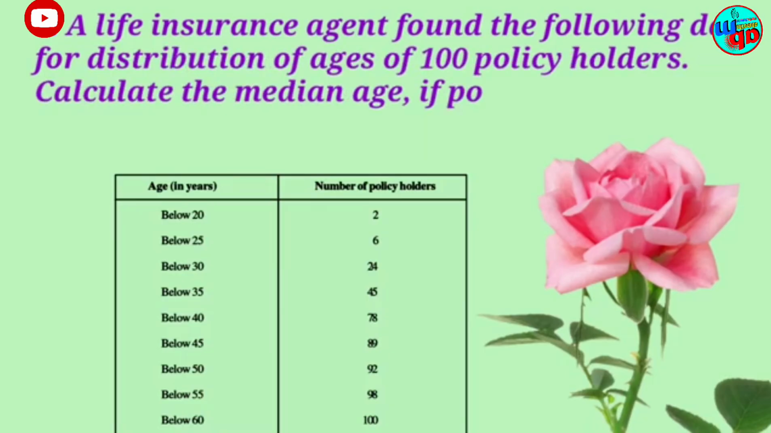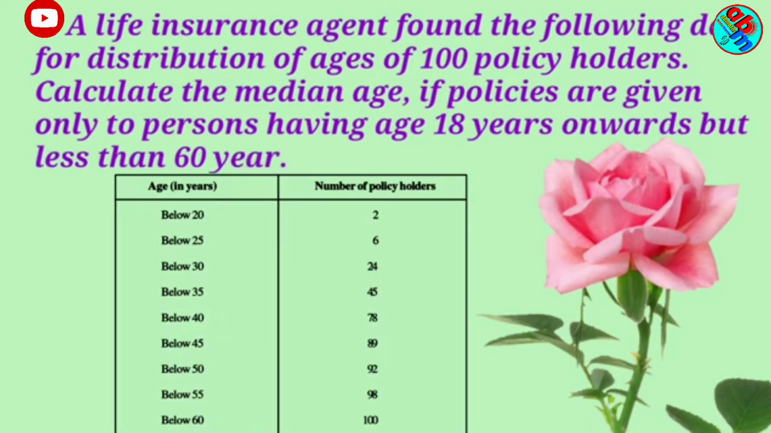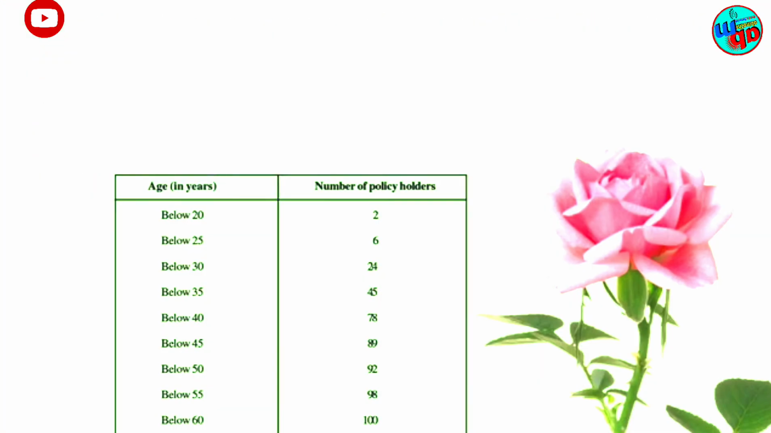A life insurance agent found the following data for the distribution of ages of 100 policy holders. Calculate the median age if policies are given only to persons having age 18 years onward but less than 60 years. Data given below. So let us solve it.